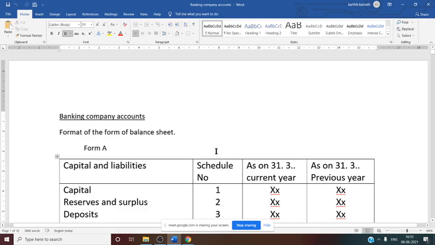Banking company account. In the last class we discussed one 24-mark problem. So one more 24-mark problem we need to discuss today. So now let us see that. Problem number 5.